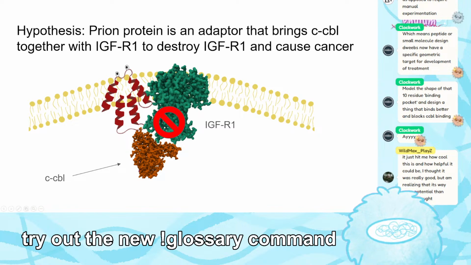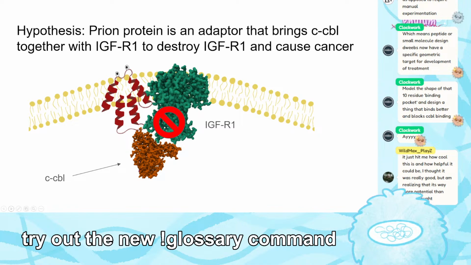So we believe, we think, we know that this is happening. But we still have to prove that this is actually happening, right? It's bringing these proteins together, but is CBL1 actually destroying IGF-R1, and is it dependent on the prion protein?